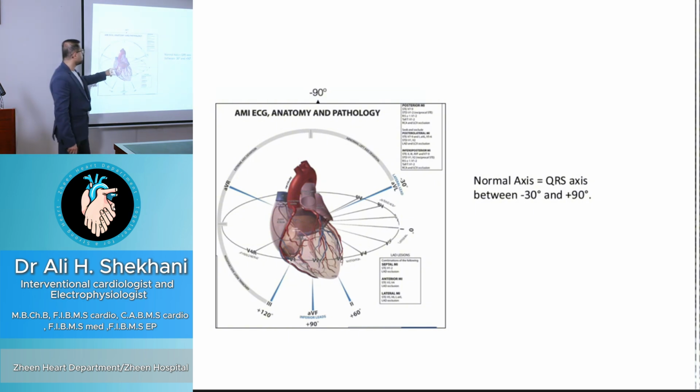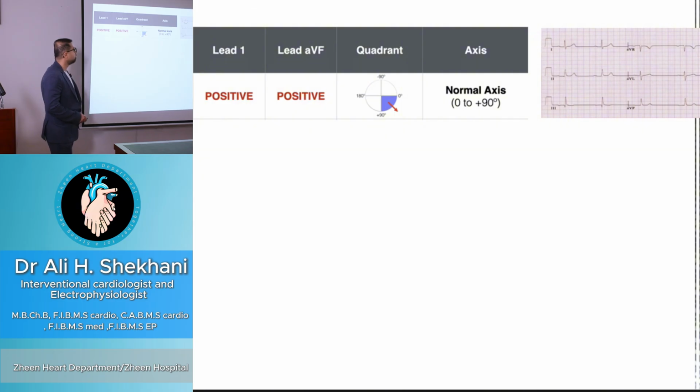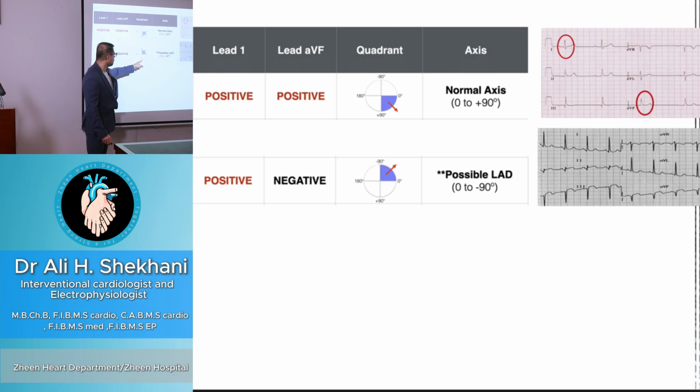The normal axis of the heart is usually between -30 and +90. The simplest way to identify the axis of the heart is to look at lead 1 and AVF. If both of them are positive, usually it means there is a normal axis, as in this example. In left axis deviation, we expect that lead 1 is positive and AVF negative. Because AVF, as I told you, is located in the inferior area, the direction of electricity is opposite to AVF, so AVF is expected to be negative.